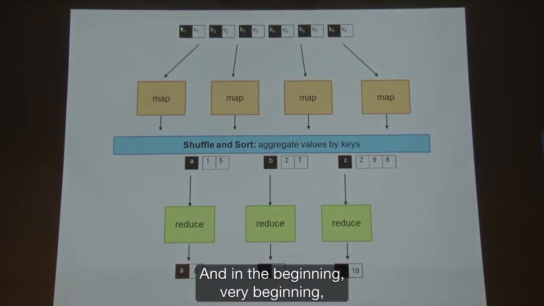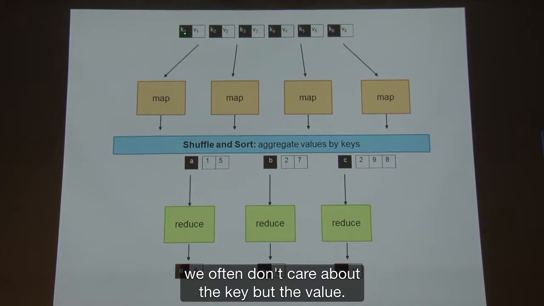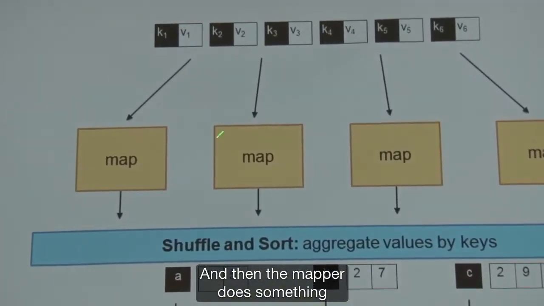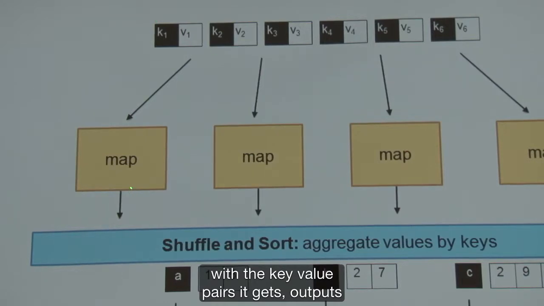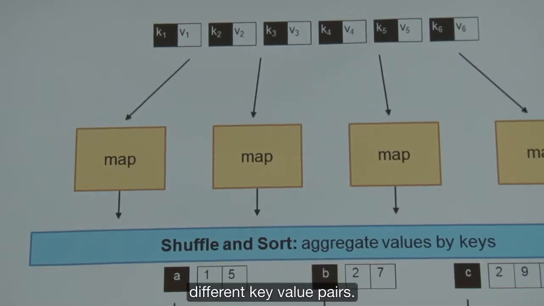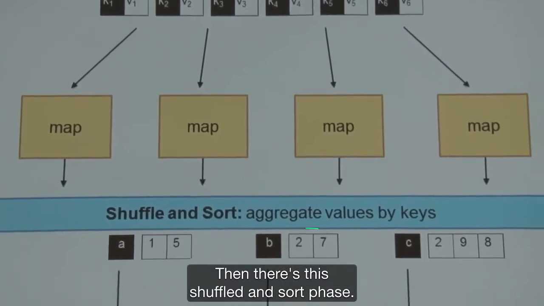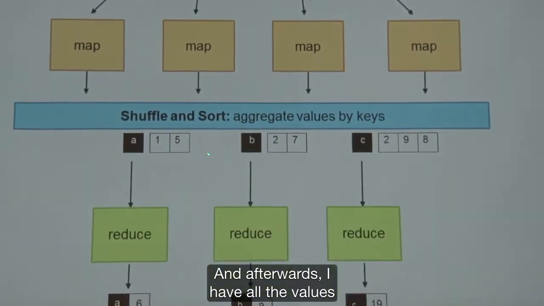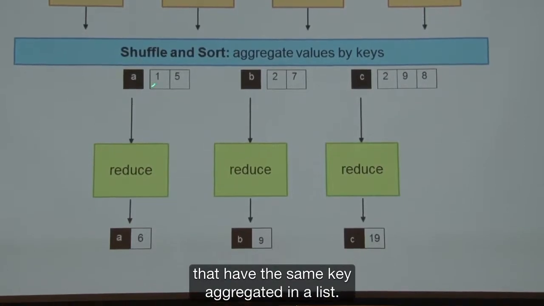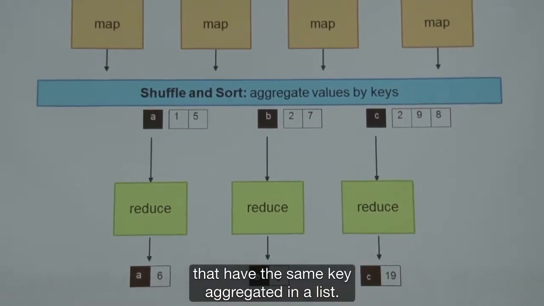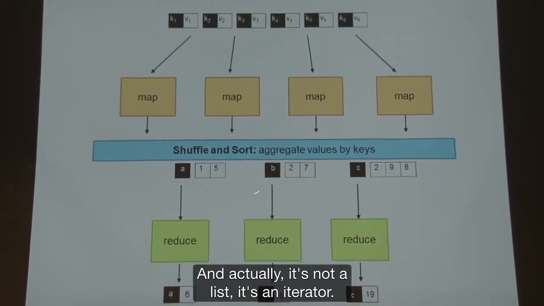In the very beginning, we often don't care about the key, but about the value. Then the mapper does something with the key value pairs it gets and outputs different key value pairs. Then there's this shuffle and sort phase. Afterwards, I have all the values that have the same key aggregated in a list. Actually, it's not a list, it's an iterator.